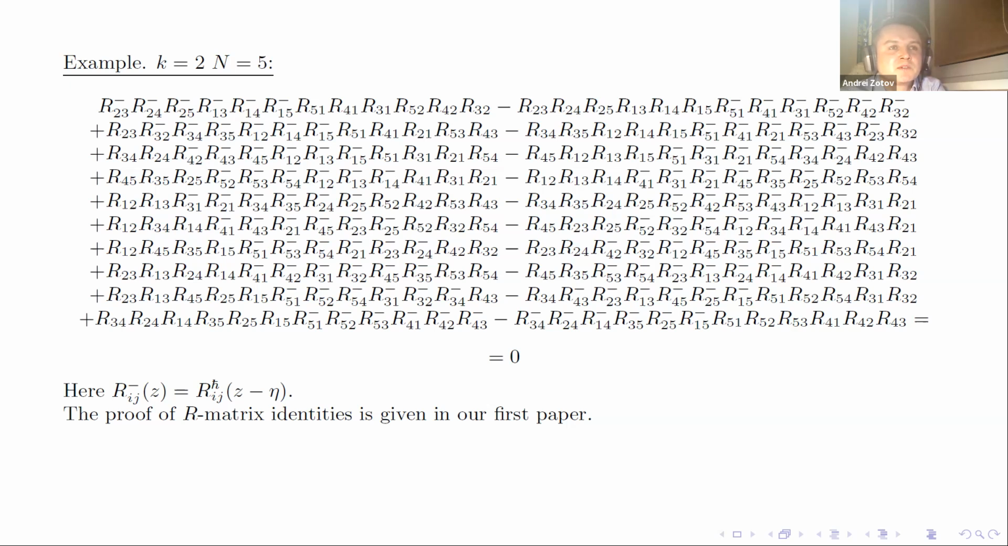So our first paper is about 40 pages, and the whole paper is devoted to the derivation of these identities and the proof of these identities. So I'm not going to go into details. I just make a statement that these identities can be proved.